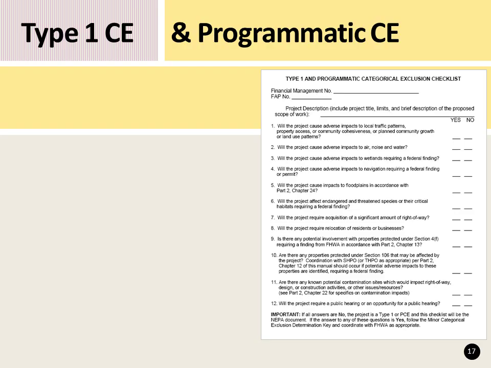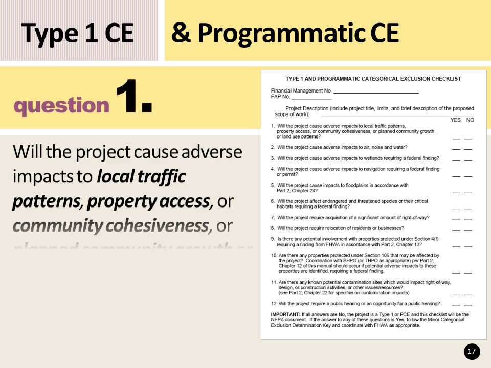For projects anticipated to have minimal or no impact, only minimal documentation about the SCE evaluation is required. For Type 1 and programmatic categorical exclusions, the same checklist is used. 3 questions on the checklist are relevant to SCE evaluation.